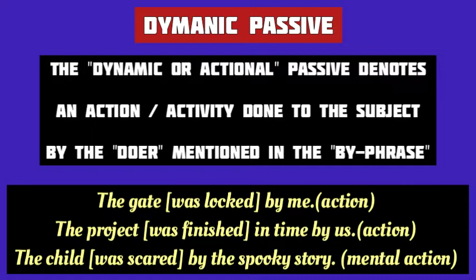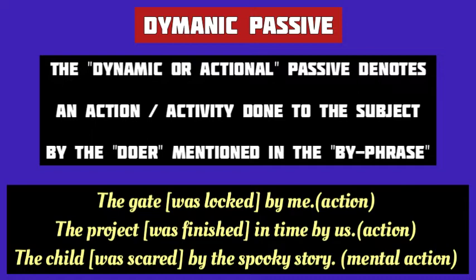The dynamic passive is also known as actional or eventive passive. It shows that an action or activity is done to the subject of the sentence and the doer or the agent of the action is mentioned in the by phrase. Now see some examples of dynamic passive on your screen. In the first example, the passive construction "was locked" denotes an action, the act of locking the gate. So it's an actional or dynamic passive.